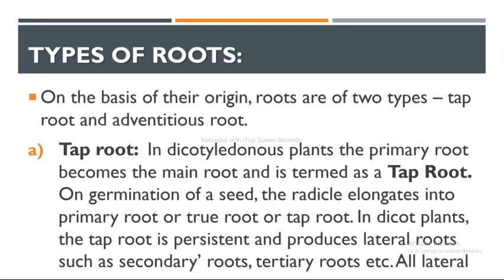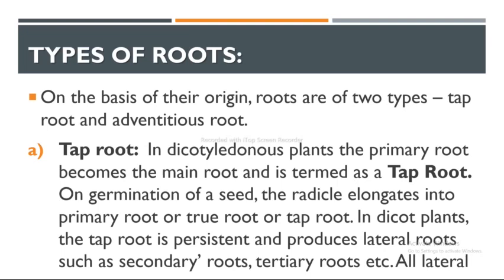On the basis of their origin, roots are of two types. First is taproot and second is adventitious root. So first I will discuss the taproot. In dicotyledonous plants, the primary root becomes the main root, and that root is termed the taproot. On germination of the seed, the radicle elongates into the primary root or true root or taproot.